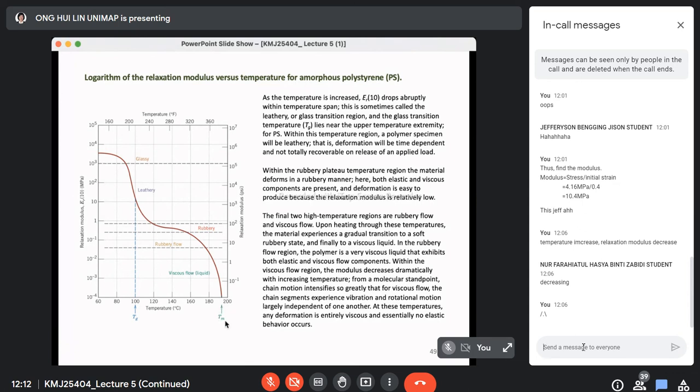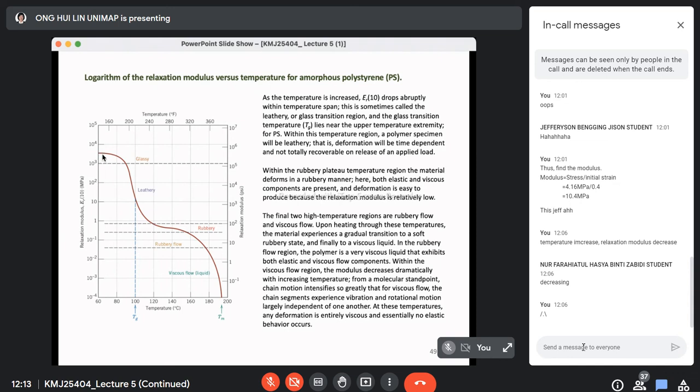This is the melting temperature of amorphous PS, and here, this is the temperature, this is the Tg, the Tg at the middle here. So this is the Tg of this amorphous PS. So from the stress relaxation test, we can also predict the Tg and Tm of the polymer, if it is the relaxation modulus versus temperature. Okay, so you must know how to explain this in a clear way.